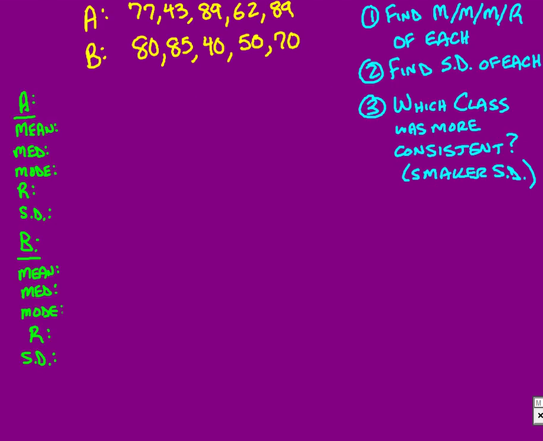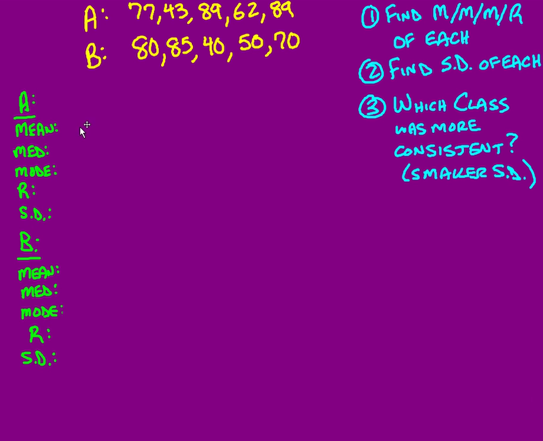So now here's another problem. I'm given two sets of school test scores, on test version A and test version B. What I want to do is find the mean, median, mode, and range of both sets. Also find the standard deviation of each, and then say which class was more consistent. More consistent just means which one has the smaller standard deviation. So go ahead, pause the video, and come back when you have your answers to see which one is more consistent.